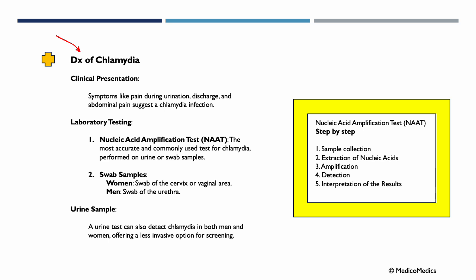We proceed to diagnosis. So we have the clinical presentation, pain during urination, discharge, abdominal pain, all suggesting chlamydia infection. We then proceed to do a lab test. So we use our nucleic acid amplification test, or NAT. And this is indeed the most accurate and commonly used test for chlamydia. We perform it on urine or swab samples. So if we do swab samples on women, we do a swab of the cervix or vaginal area. In men, we do a swab of the urethra.